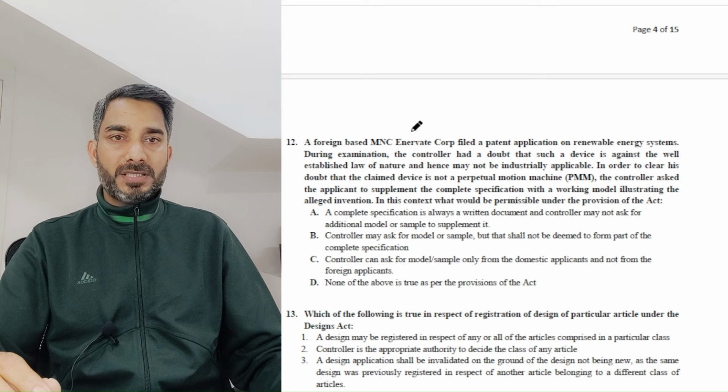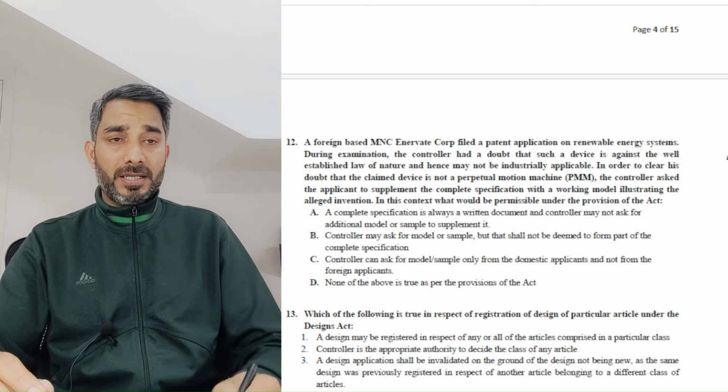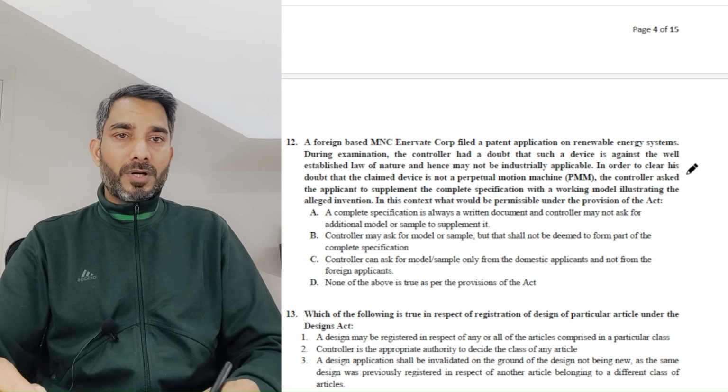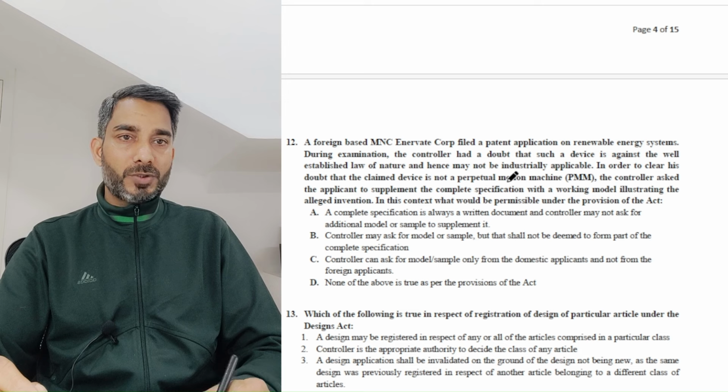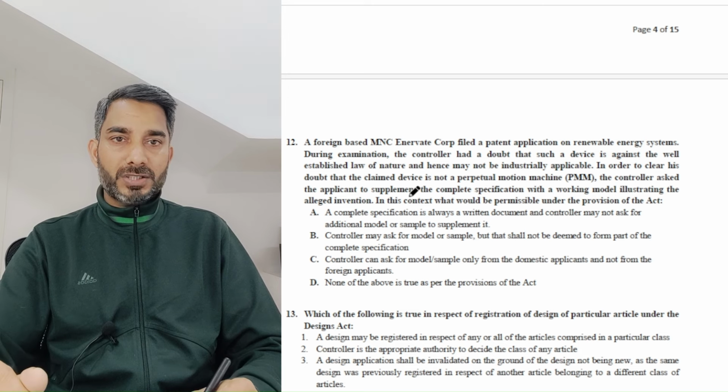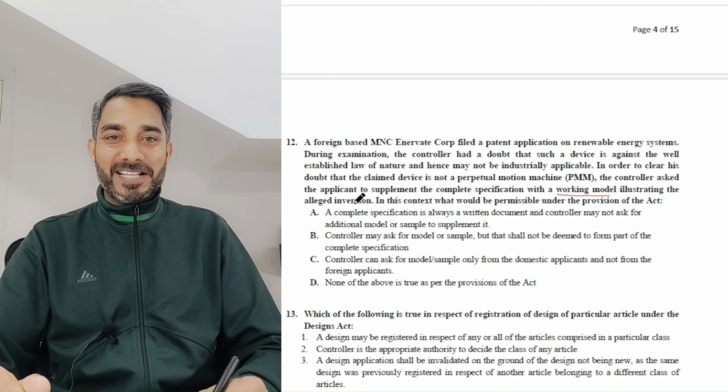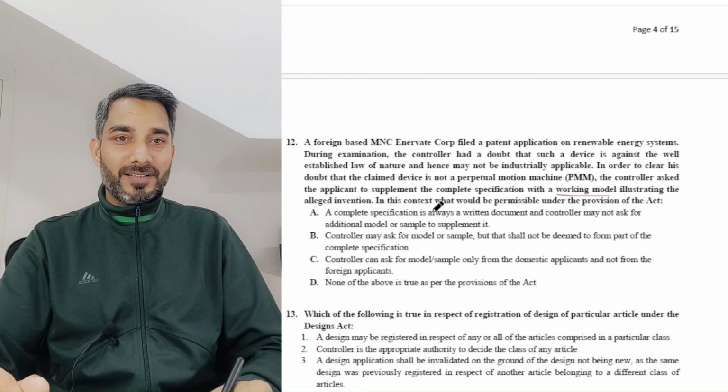Okay, a foreign-based MNC, Enervate Corp, filed a patent application on renewable energy systems. During examination, the controller had doubt that such a device is against the well-established law of nature and hence may not be industrially applicable. Wow. In order to clear the doubt, the claimed device is not a perpetual motion machine, of course. The controller asked the applicant to supplement the complete specification with a working model illustrating the alleged invention. In this context, what would be permissible under the Act?